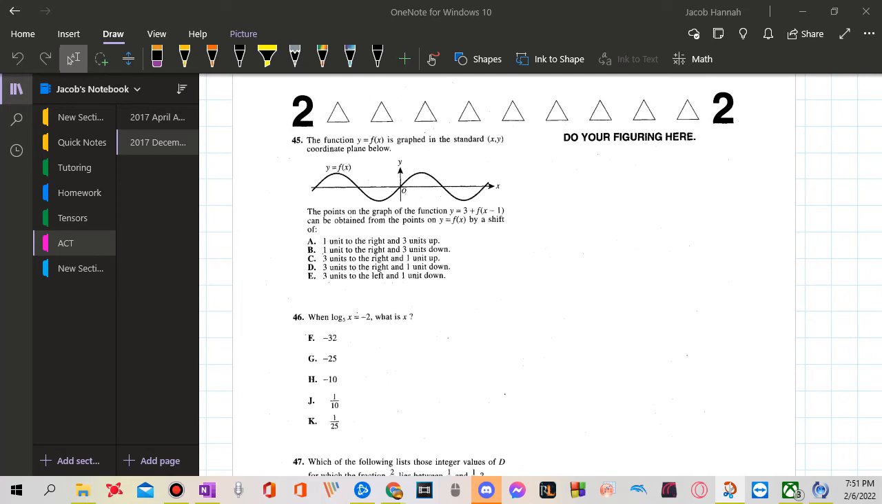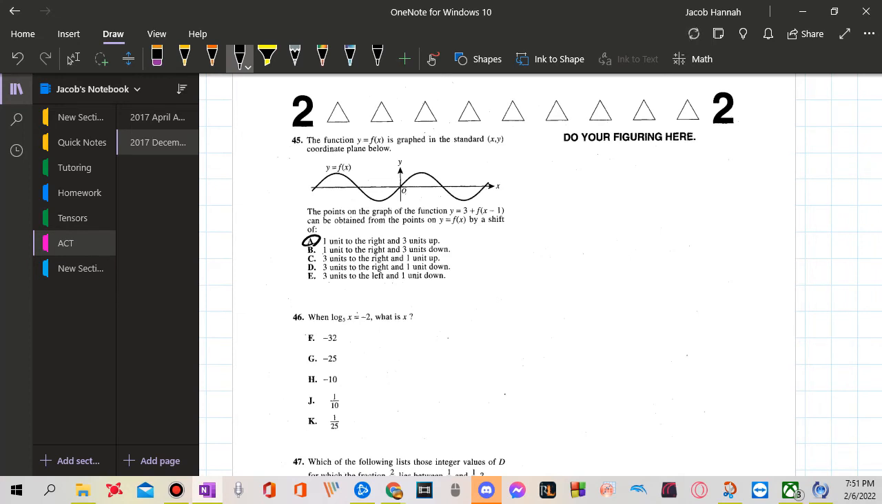So when it's at 0, you can then minus 1 within the function itself, and then have this 3 just sitting outside. So it moves over 1, and then you can adjust the height by 3. So 1 unit to the right and 3 units up. That sounds right. So the answer to that should be A.